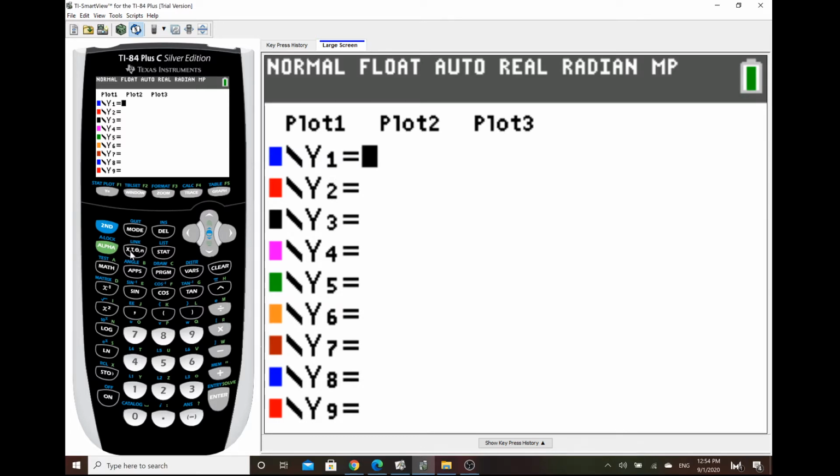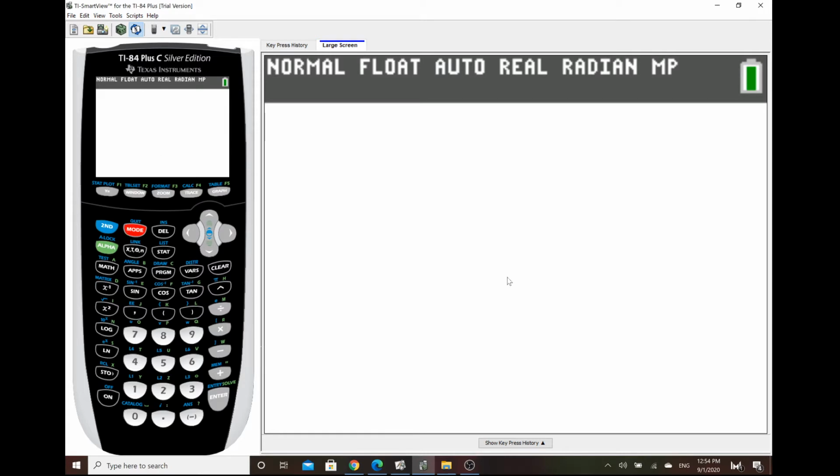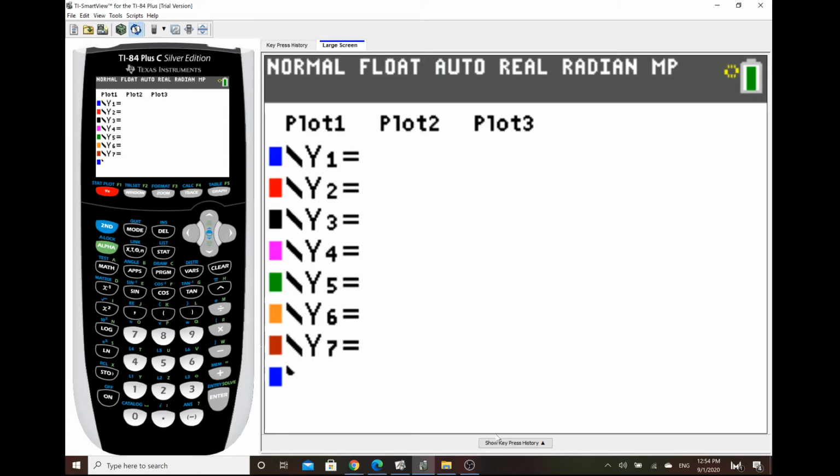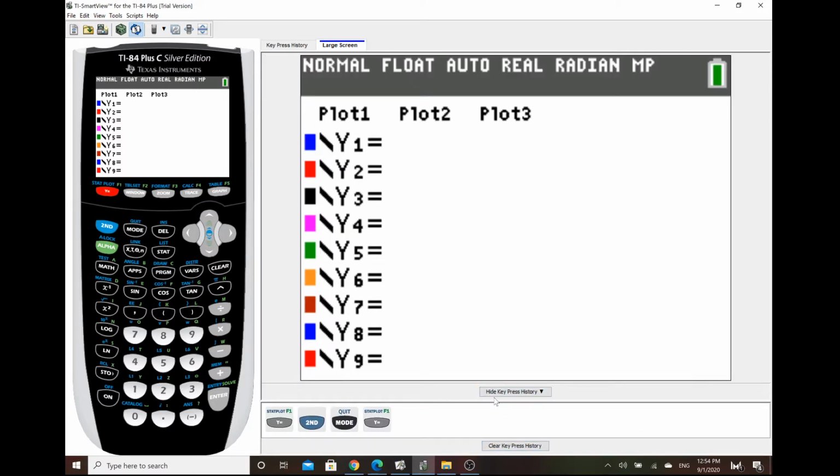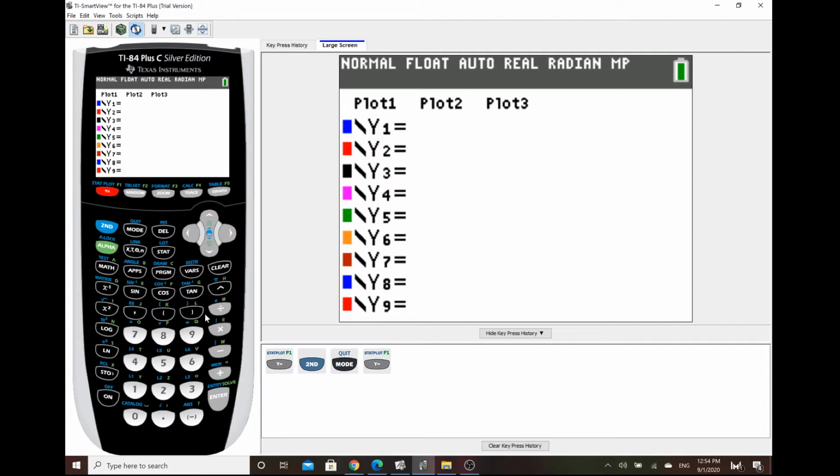So what we got here is x to the power of 3. Once you turn it on, it's just a blank screen, so you want to go to y equals. Let me show the key history as well, so you can follow through it. Okay, let's just clear all this once again.